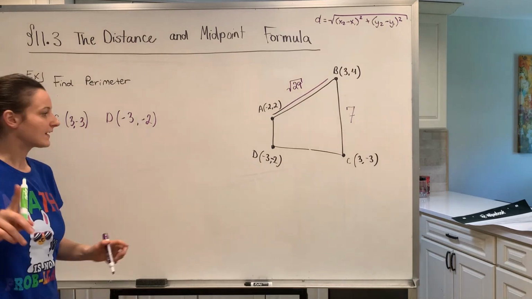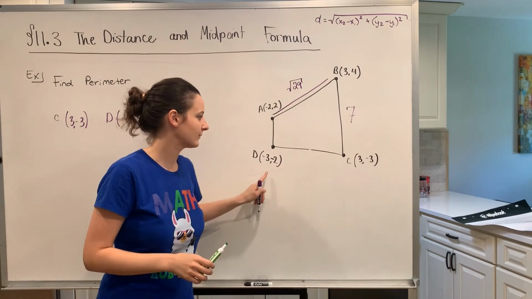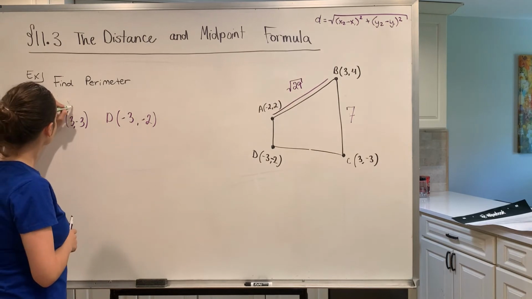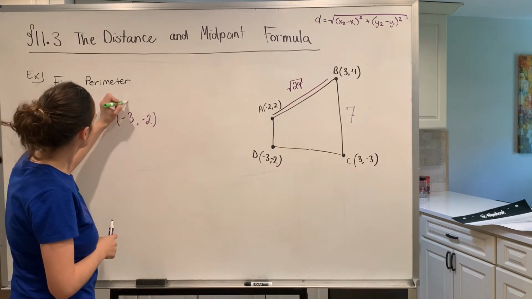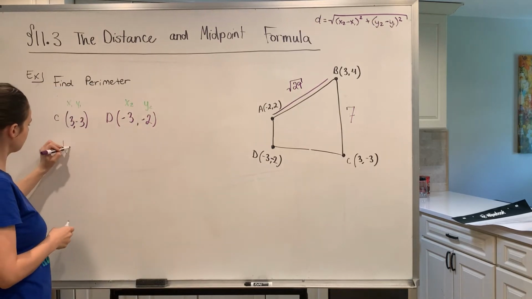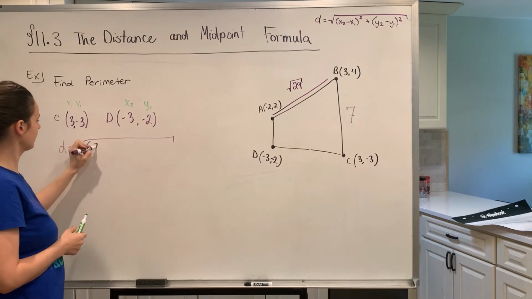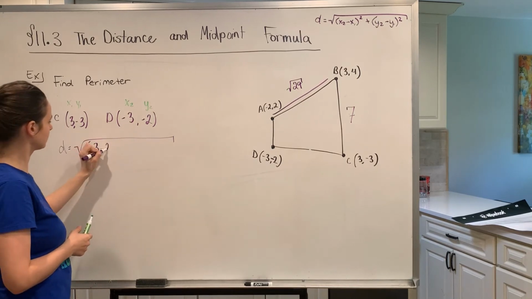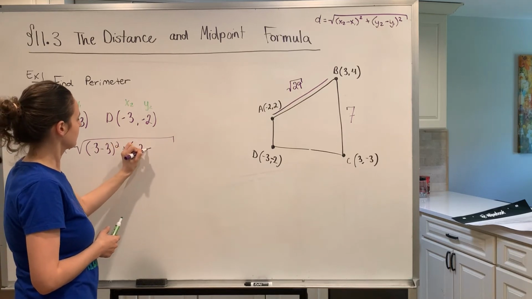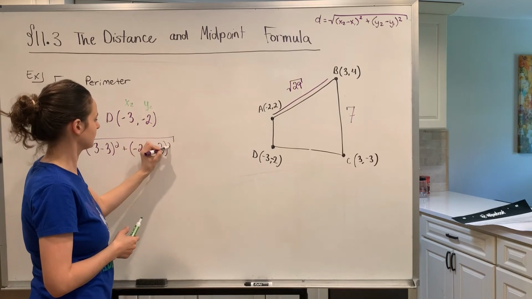Okay, I noticed I forgot down here that this point is actually D, negative 3, negative 2. So now let's evaluate this side here from C to D. I'm going to call C x1, y1, and D x2, y2. Go ahead and plug these values again into my big old square root formula. x2 is negative 3, minus x1, which is 3 squared, plus y2, negative 2, minus y1, which is negative 3, and square that as well.